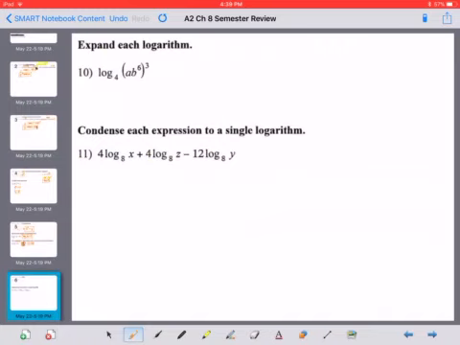In number 10 here, we have to expand, and then in 11 we're going to do the opposite, condense. When you expand a log, the first step is always to drop the exponent in front. So that's going to give us 3 log base 4 of a times b to the power of 6.